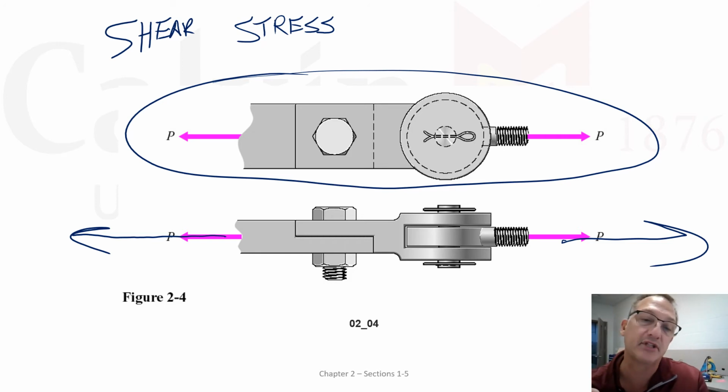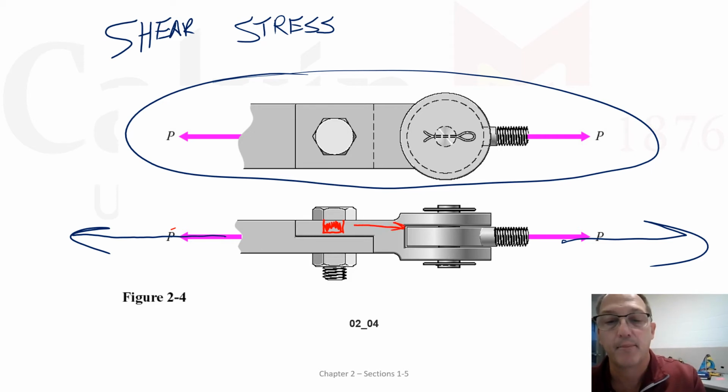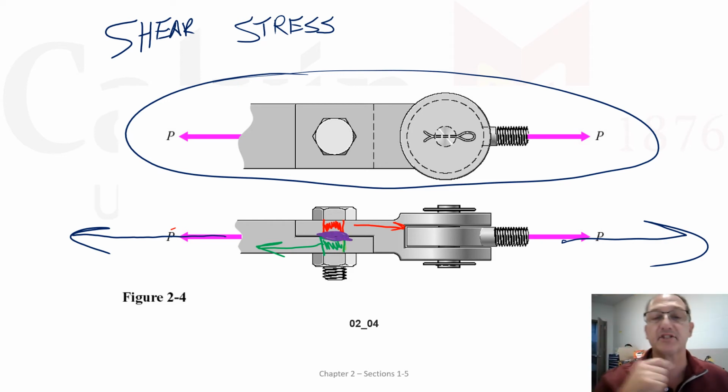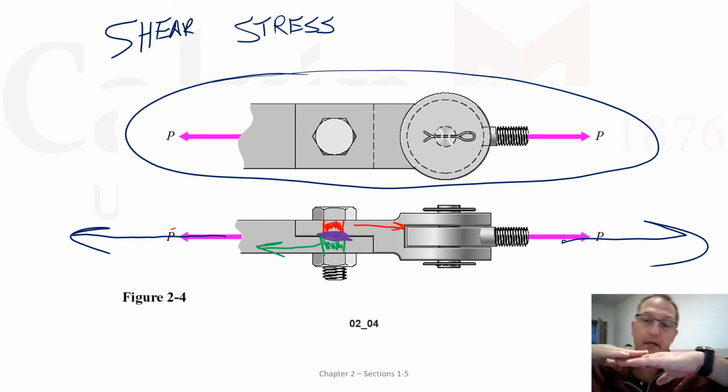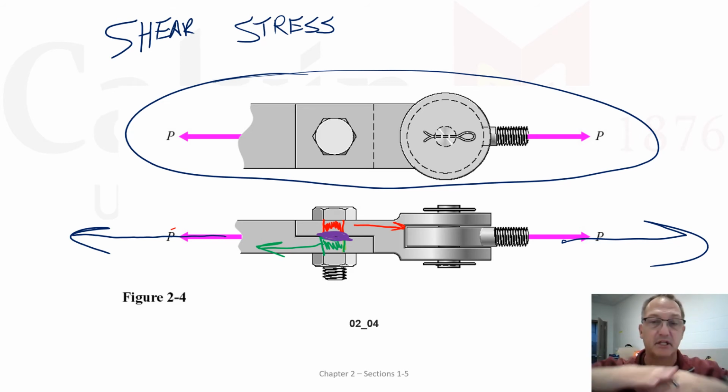Now, that's going to cause this upper portion of the bolt here to want to go that way. But it's going to cause this lower portion of the bolt to want to go that way. And there's this region in the middle where that surface is in shear. The top is going one way and the bottom is going the other way, and that's the place in the middle where they are in shear.